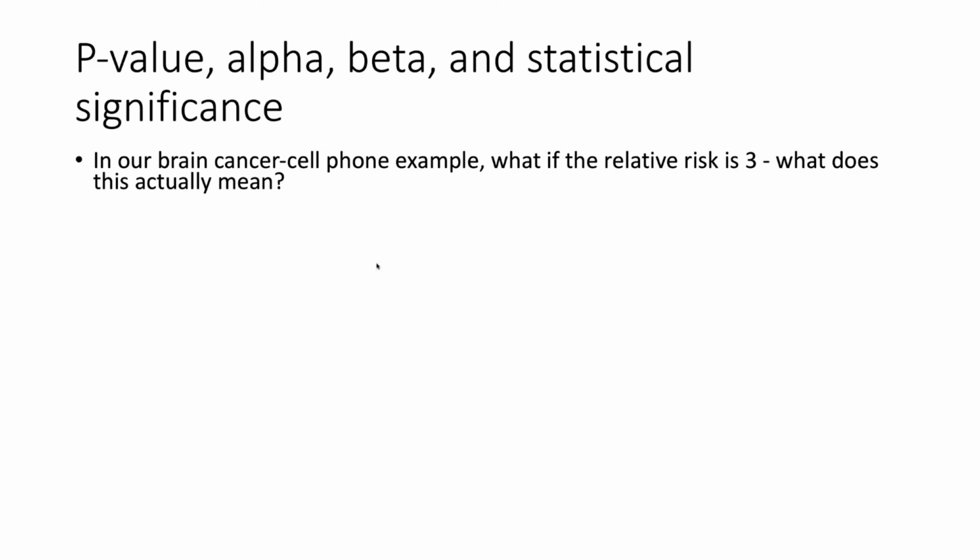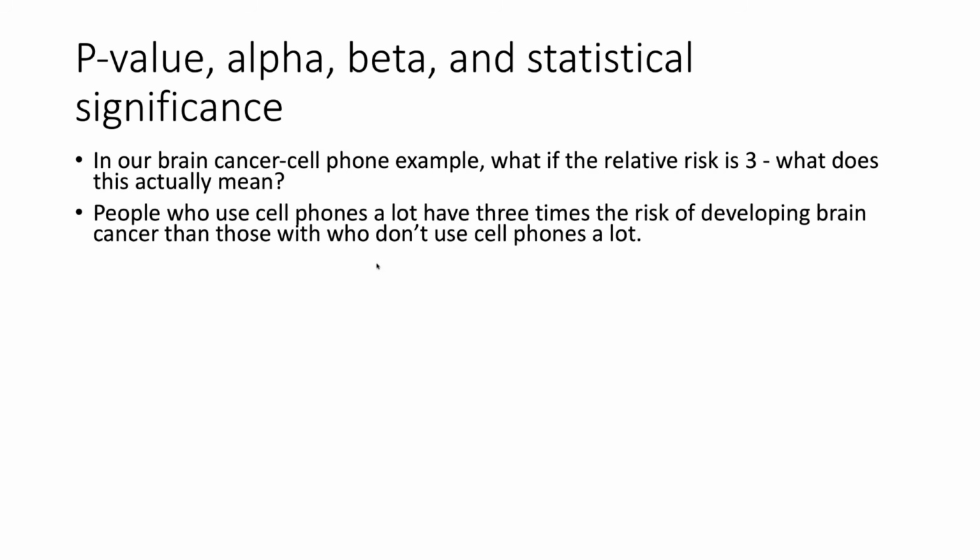J-Ho, what does this mean? If the relative risk is 3, what are we actually saying? So we're talking about relative risk, so we're talking about the exposure first. People who use cell phones have a 3 times increased risk of having brain cancer versus people who don't use cell phones.